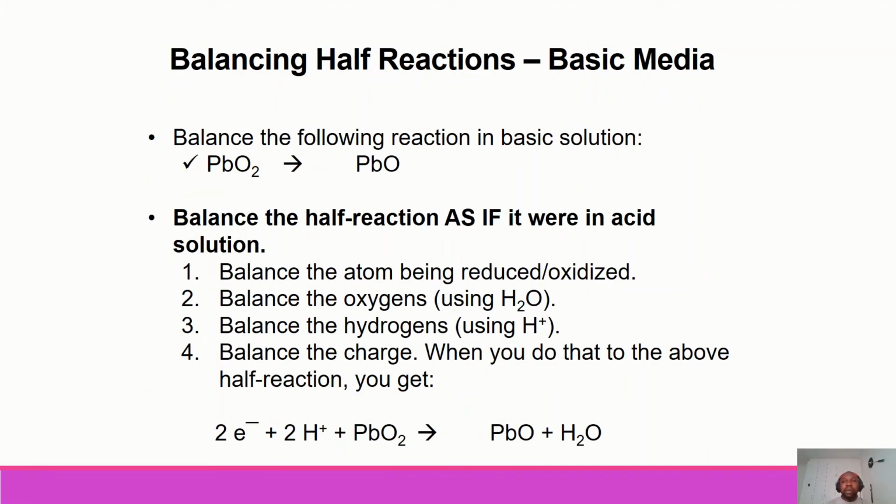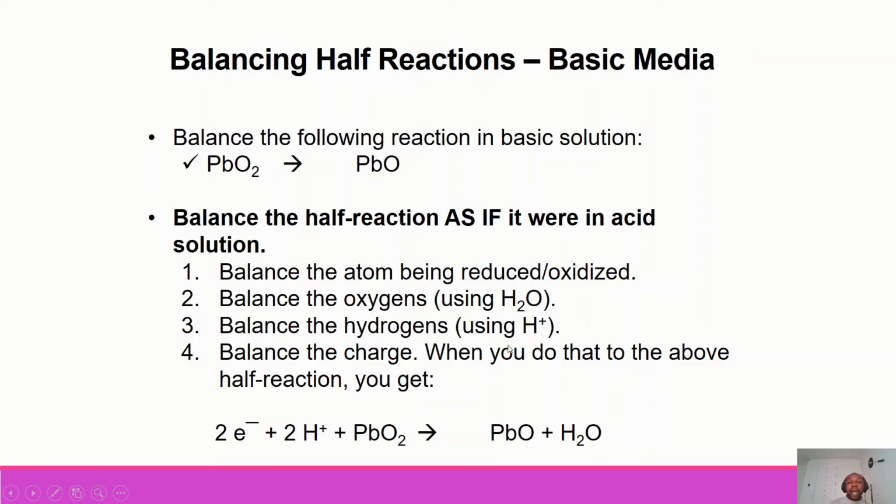This is a typical example of the basic medium that we're talking about. The same rules follow. You balance the atom being reduced or oxidized, then you balance oxygen using water, you balance hydrogen using H plus, then you also balance the charge. If you consider the example given above, you see that lead is balanced, so we leave it. Which side needs oxygen? This side needs oxygen because there are 2 oxygen here. So we're going to add a water molecule here. You only add 1 because we only need 1 oxygen. Now we have 2 oxygens, we have 2 oxygens, it's balanced.